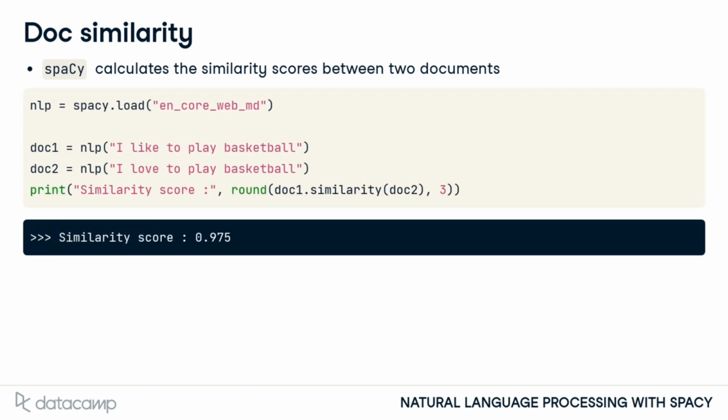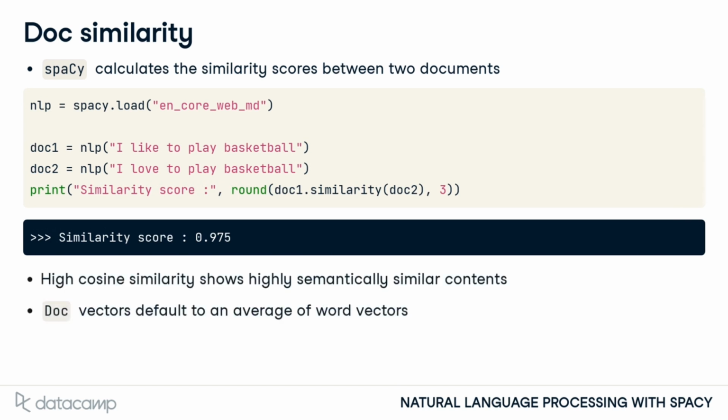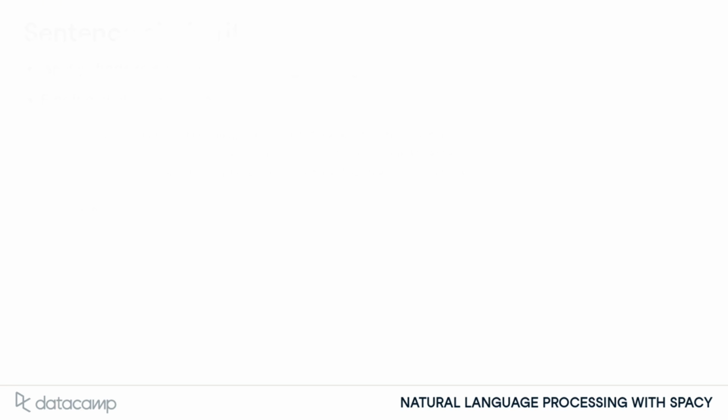We can also determine whether two documents are similar using spaCy. First, we create doc containers per document and use the first document's .similarity method to compare it to the second document. The cosine similarity for "I like to play basketball" and "I love to play basketball" is 0.975 and close to 1. This shows the strength of word vectors in understanding meanings of the words and semantic similarity. spaCy doc vectors default to an average of word vectors in a document.